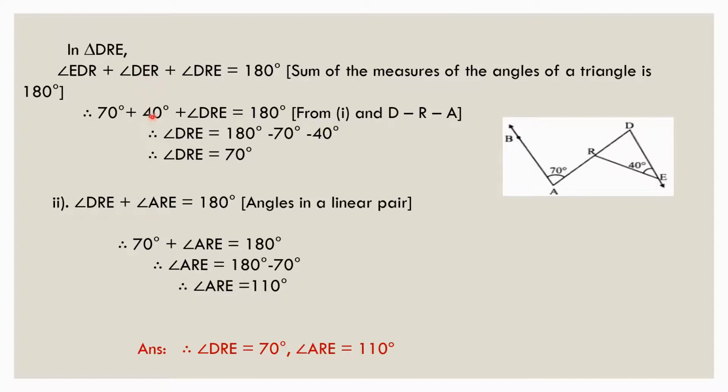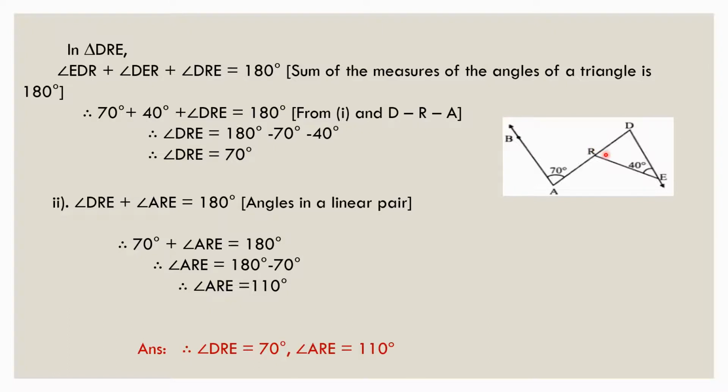Therefore, 70 degrees plus 40 degrees plus angle DRE is equal to 180 degrees, and angle DRE is equal to 180 minus 70 minus 40. That is, angle DRE is equal to 70 degrees.